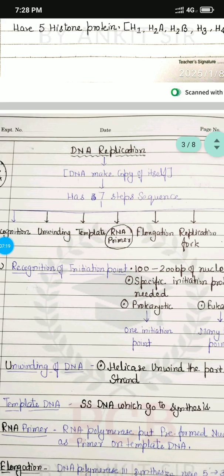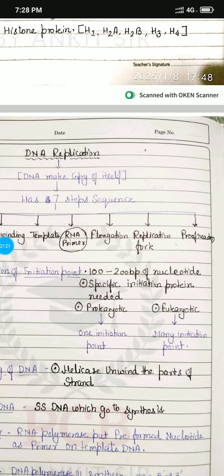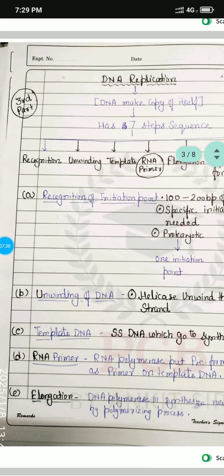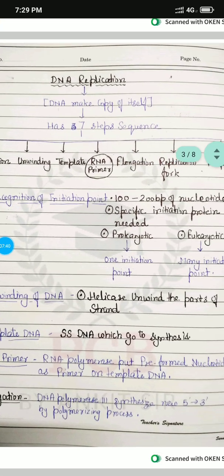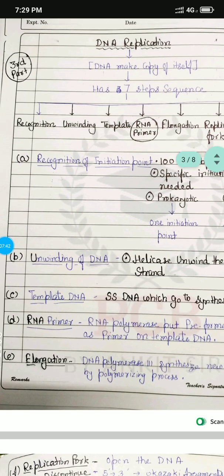At the initiation point, a total of 100 to 200 base pairs of nucleotides must be taken at the starting point. Specific initiation proteins are needed to specify where the initiation point actually is. In prokaryotes, there is one initiation point, but in eukaryotic cells, there are many initiation points. For the unwinding of the DNA, helicase unwinds part of a strand.